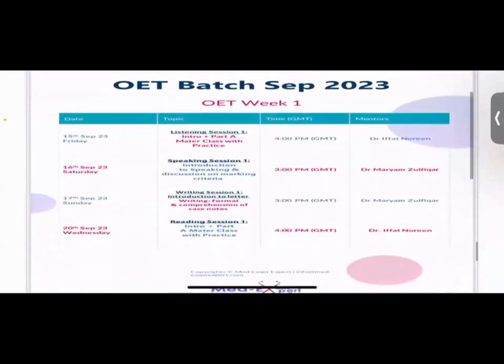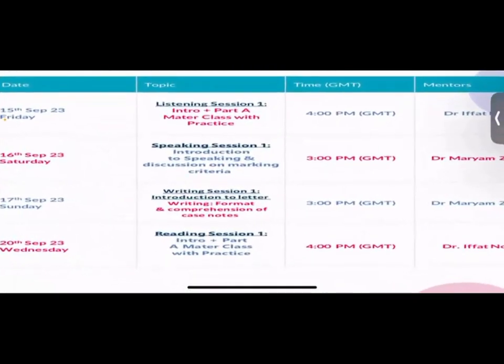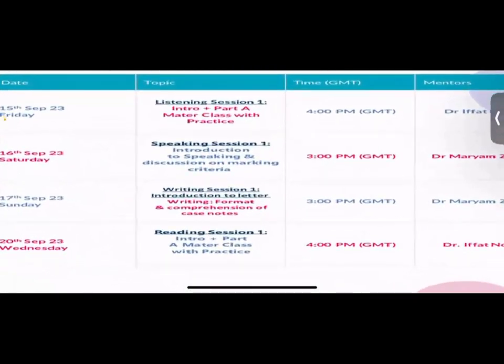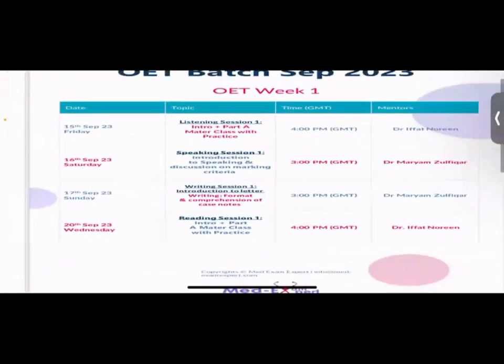So this is our planner for OET week 1, and we are starting from Friday. For listening session 1, the topic is given, the time is given, and the mentor name is given. Then on the 16th, we have the first speaking session, and I will take this session. You can easily find the topics if you have any query or question in your mind regarding what we will cover in the course. And then the writing session covers writing format and comprehension of case notes and all.